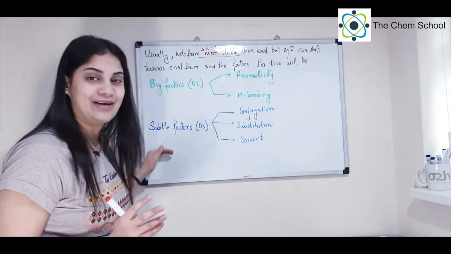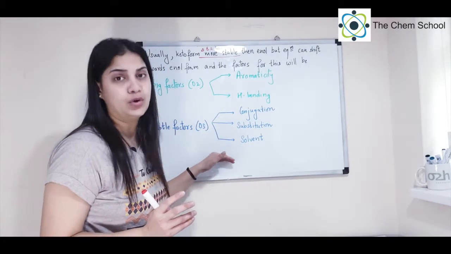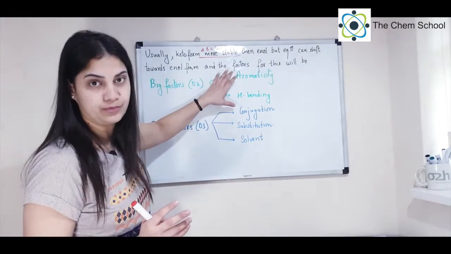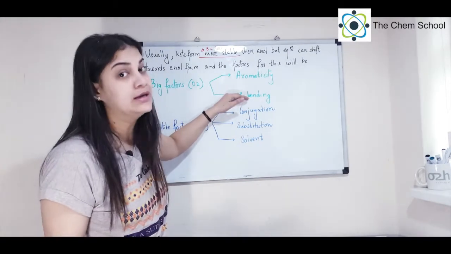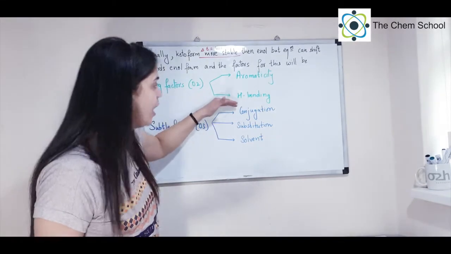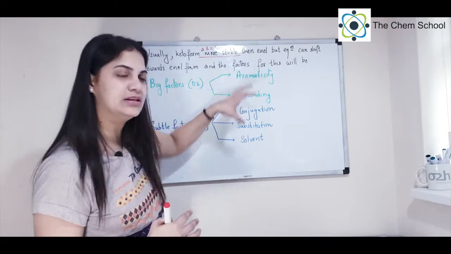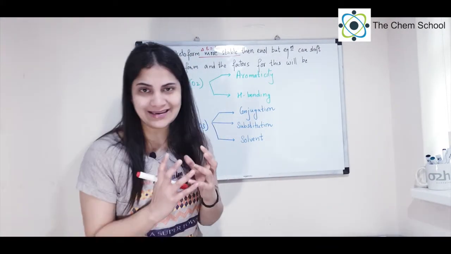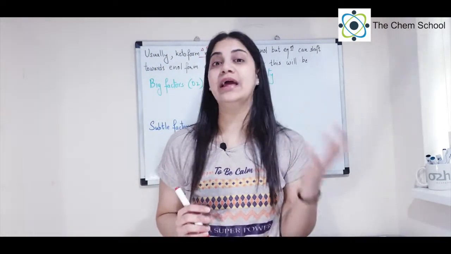Let's talk about the subtle factors. The subtle factors are conjugation, substitution, and solvent effect, right? So this you can study with respect to this also, right? Let's say you have conjugation and hydrogen bonding, so enol will be more stable. Okay, let's say you have more substitution and you have hydrogen bonding, so these factors along with this will help us to decide which one is more stable. So we can only understand this with respect to examples. So let's study each one of them in detail with the help of examples.